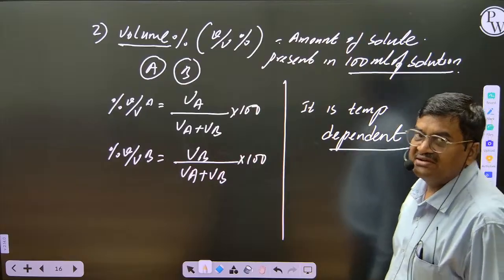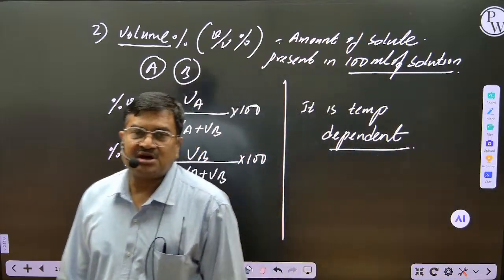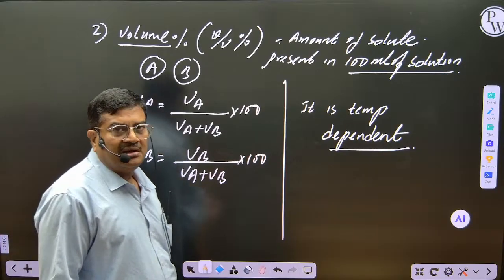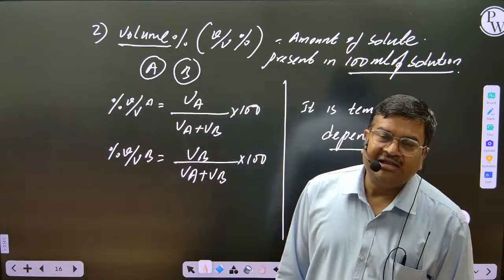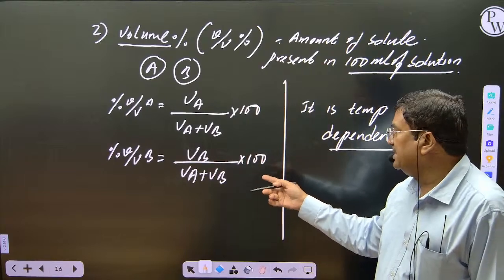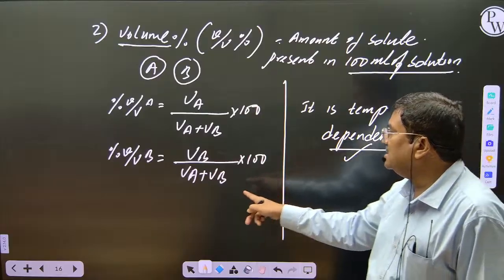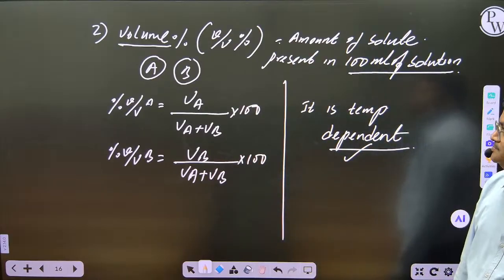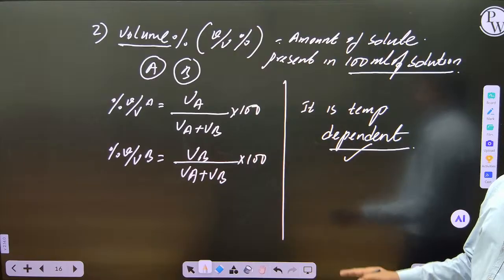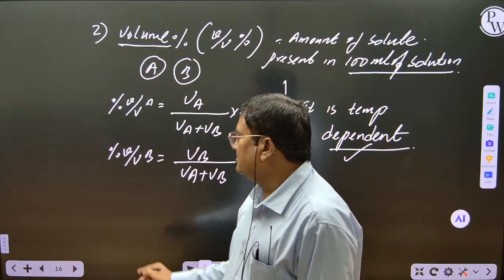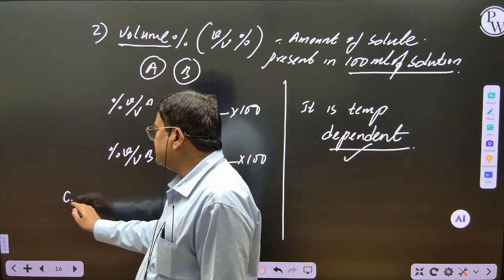So in the mains exam they give you a few concentration terms, and they ask how many of them are integer type, or temperature dependent or temperature independent. So here it is temperature dependent. Why? Since there is a volume term. And generally we express this volume term in beverages. Where do we express this? Concentration is expressed in beverages.